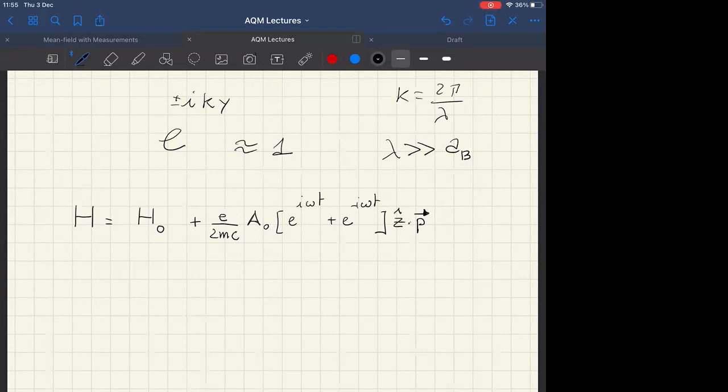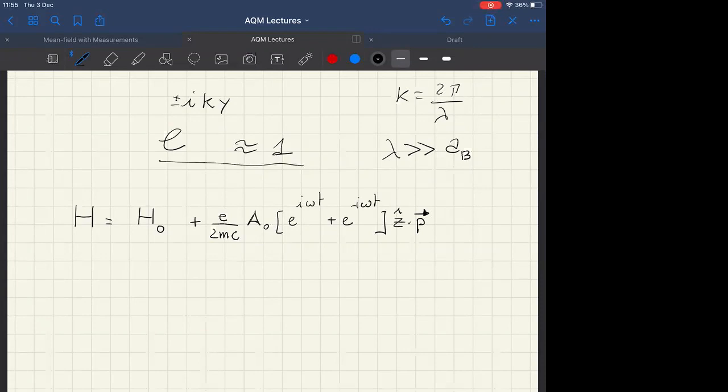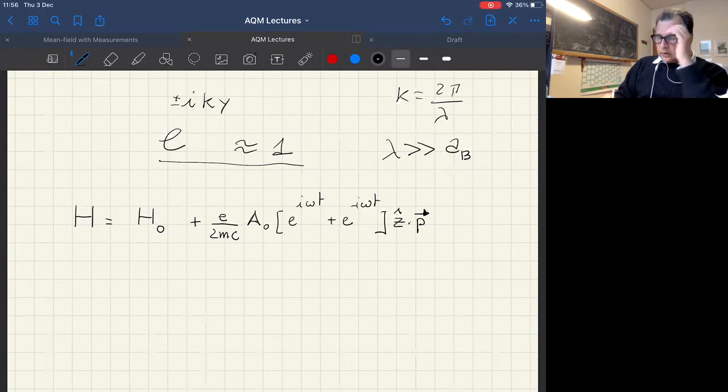Okay. Sorry, Professor. I take you back to the exponential e^{ikz} approximating to 1. Are you taking your k to be much smaller or much greater than 1? It's not clear to me. Okay. So let's assume, for simplicity, that I'm putting the atom at the origin of the coordinates.